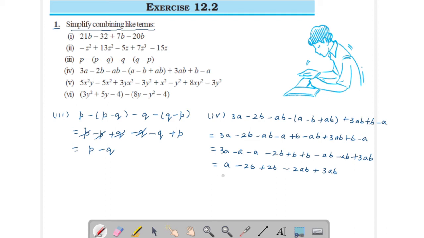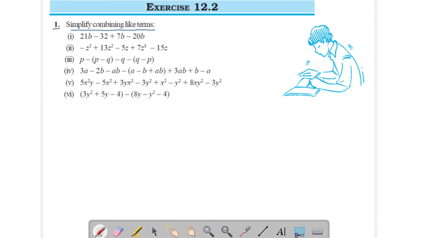Now solve this. Here minus 2B and plus 2B, it will be cancelled because both are like terms and their signs are different. If like terms have different sign, then they are cancelled. What is left? It is A here minus 2AB plus 3AB. Minus 2 plus 3, that is 1. 1AB, we don't write 1. Simply write plus AB. This is your answer. Come to fifth part.